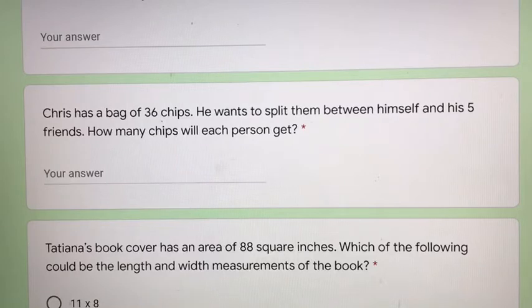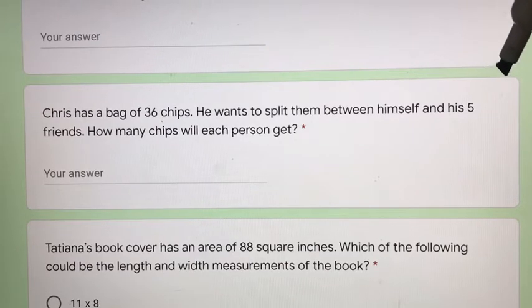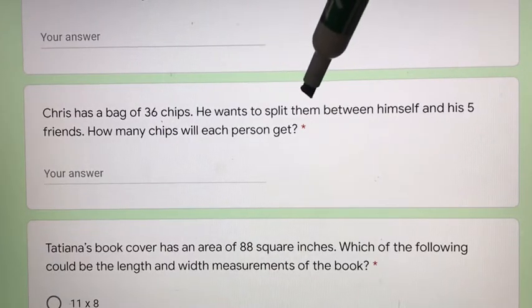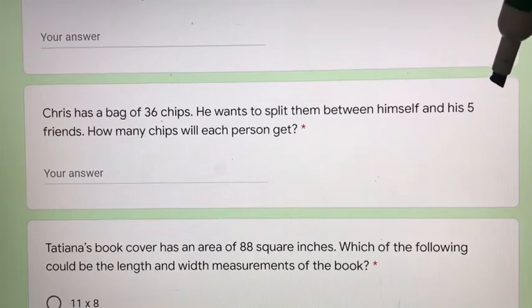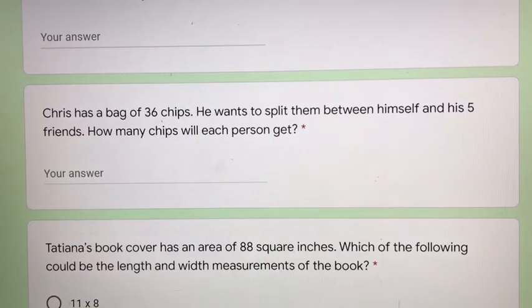The second problem says, Chris has a bag of 36 chips. He wants to split them between himself and his 5 friends. How many chips will each person get? All right, let's look at the numbers we have here. We have 36 and 5, but there's a little tricky thing they added in here. Remember, it says he wants to split them between himself and his 5 friends. So if it's himself, that's 1, and then 5 friends.